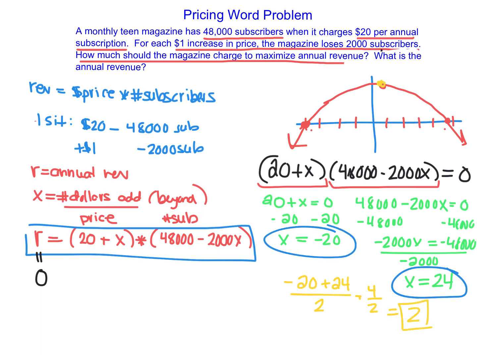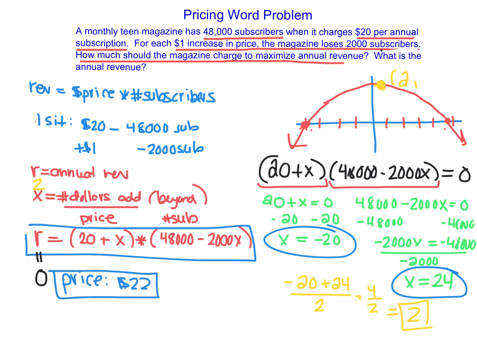So I know that my vertex point up here has an x-coordinate of 2. And that 2 represents the number of dollars that we added onto our price. So what that's telling us is the best price, the price that yields the maximum revenue, is going to be $20 plus 2, which is going to be a price of $22. That's when our maximum revenue is going to occur.